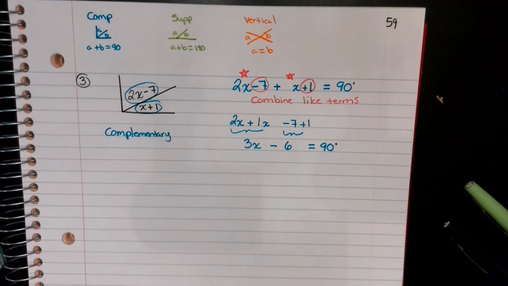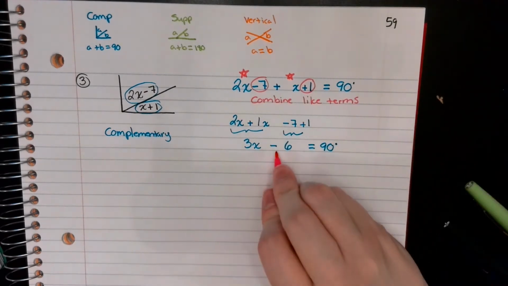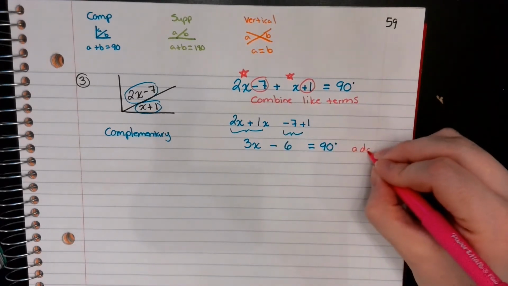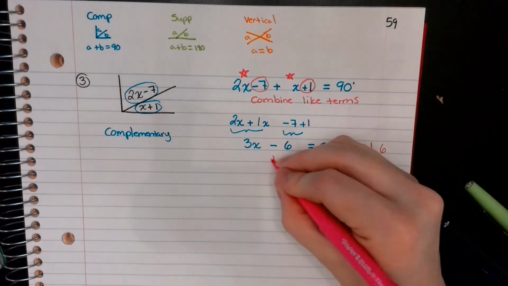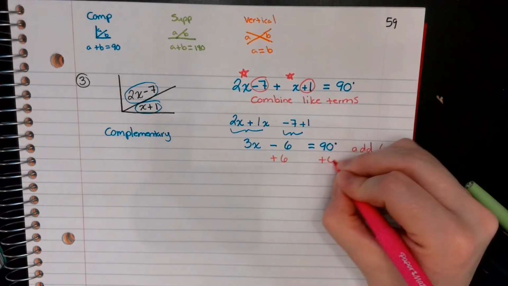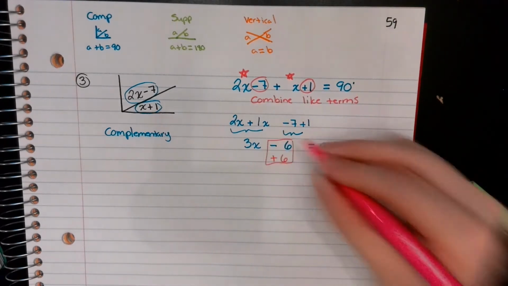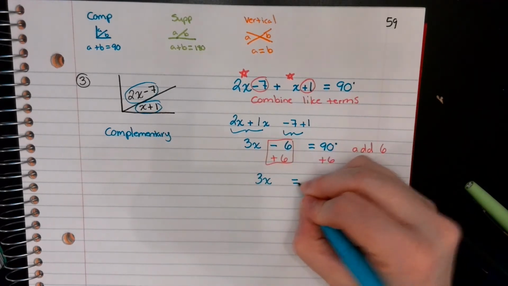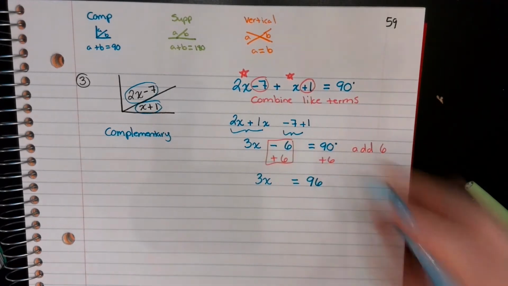Now we just have our two-step equation once again. The inverse operation of subtraction is to go ahead and add 6. So we're going to add 6 to both sides. That's going to leave us with 3x is now equal to 96.